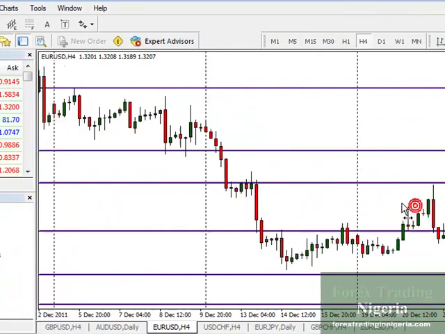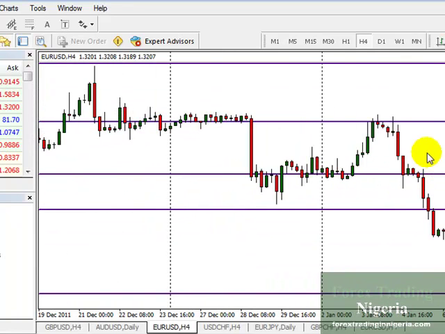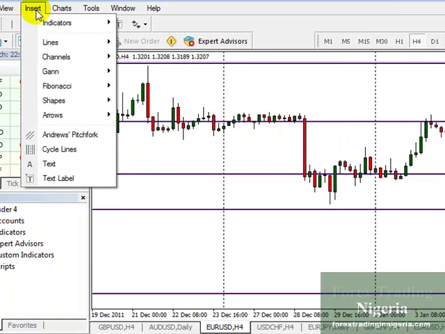So it's very easy to locate. Here, this is one. Can you see this spot? This is the resistance, and we find our bearish pin bar here. You know, this kind of trade can be very accurate.